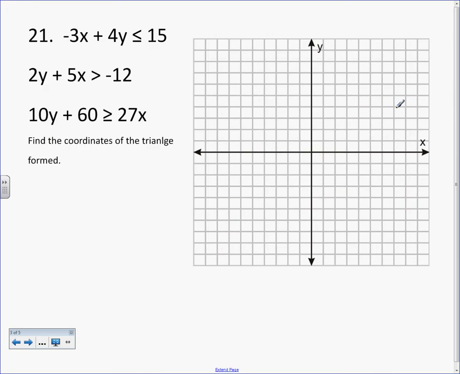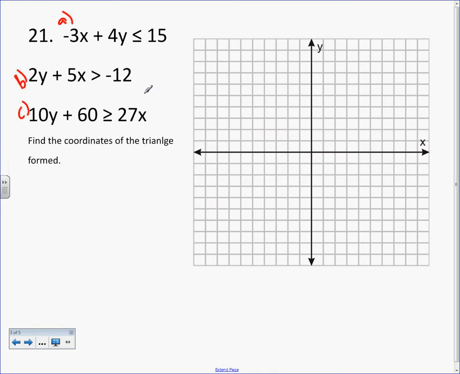Okay, so we're going to go back to this one. This one wants you to find the coordinates of the triangle formed. So this one, we can't just graph it and shade it and call it a day, right? We actually need to see where they cross. So because we want to see where they cross or intersect, it needs to be super accurate. So we're probably going to end up having to use algebraic methods to solve it, but I'm going to go ahead and sketch the best graph I can first. Does that make sense? I'm going to call this one A and B and C, okay?